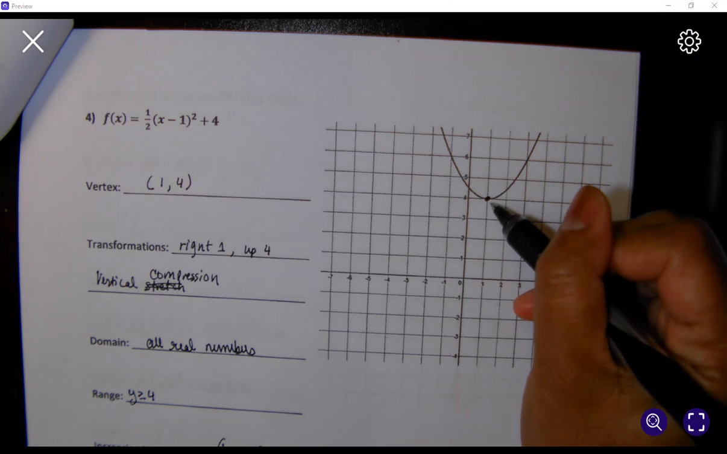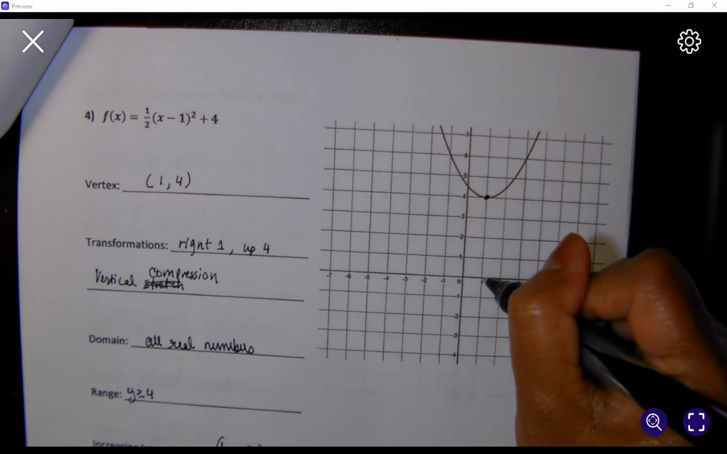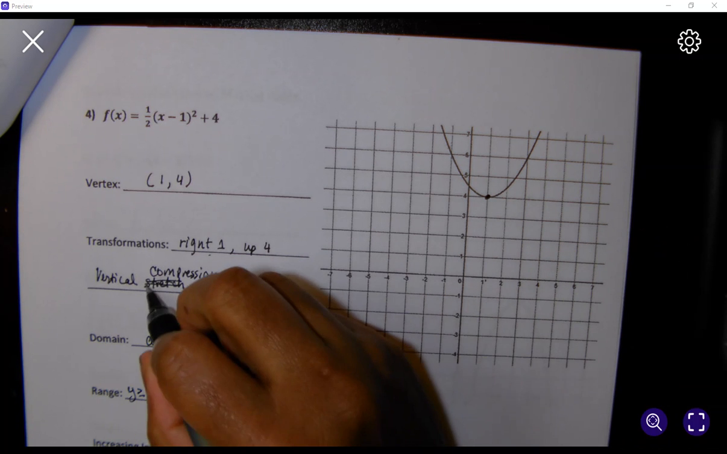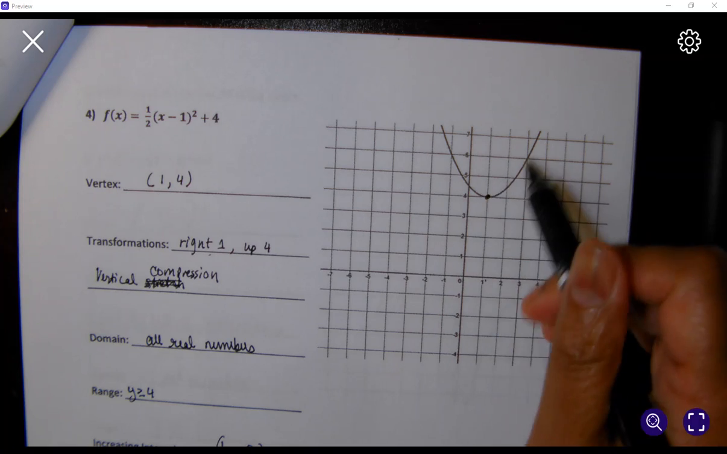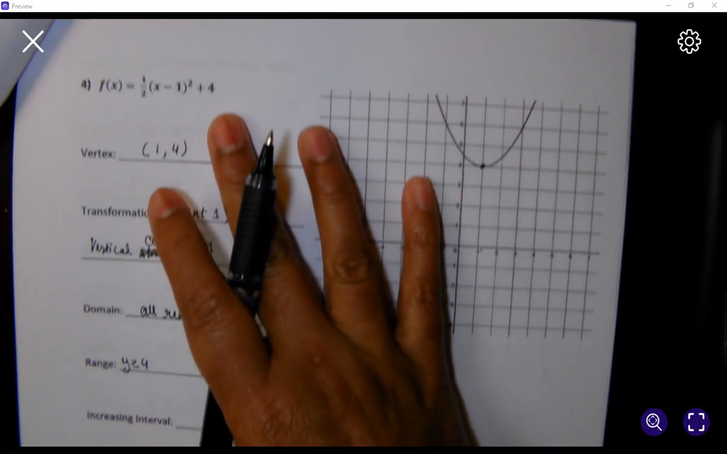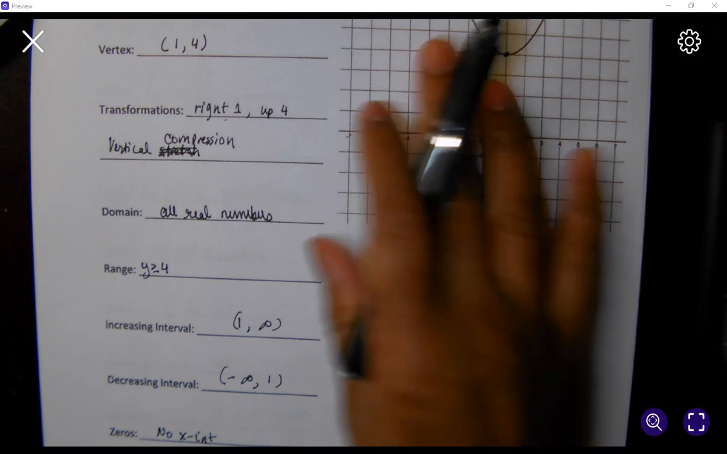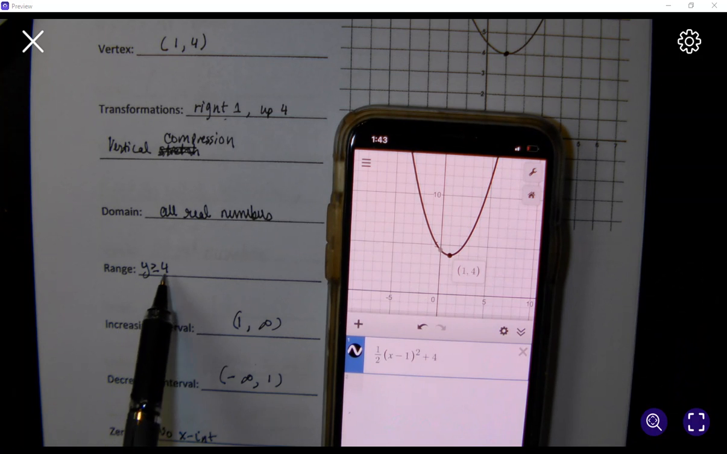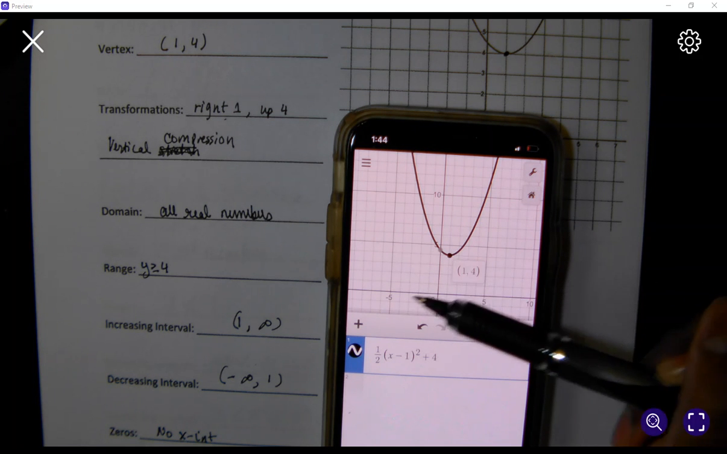Okay, so here's my vertex, which is at (1, 4), which means it moved to the right 1 and up 4. And it is a vertical compression because of the 1/2, which makes it look like a wider graph than the parent function. The domain is all real numbers from negative to positive. That's always going to be the case. The range is y is greater than or equal to 4, based on the y coordinate of my vertex.